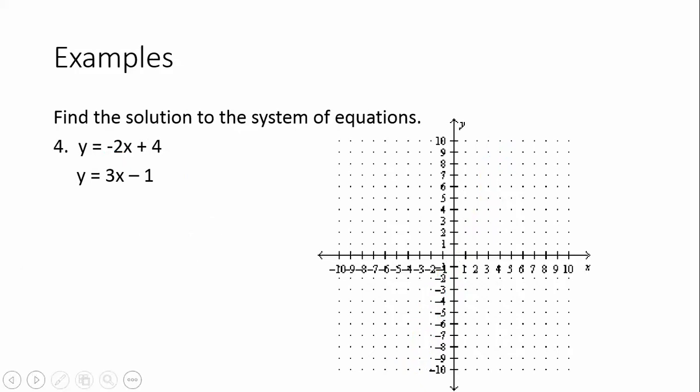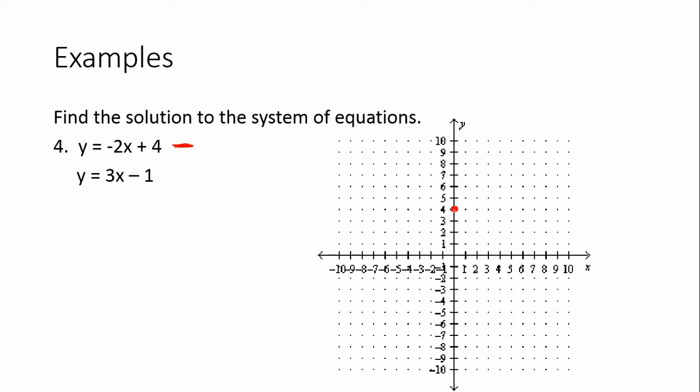So really, if you think about it, there's not a whole lot new here because we know how to graph equations. We're just doing 2 of them on the same coordinate graph, and then we're finding where they intersect. So for number 4, again, I'm going to do these in 2 different colors. I'll do the first line in red, and the second line in blue. So we have y equals negative 2x plus 4. The plus 4 is my y-intercept, so that's where I'm going to start.